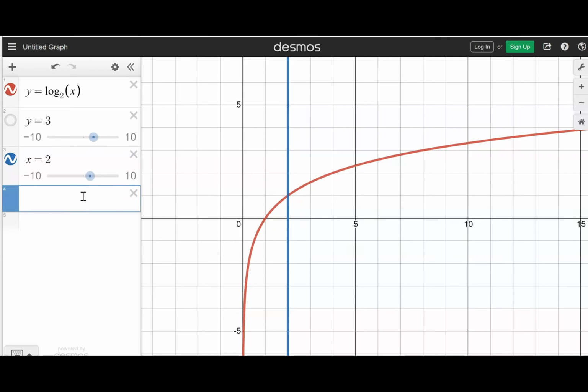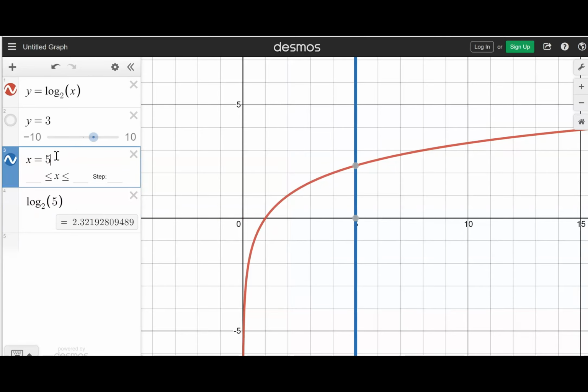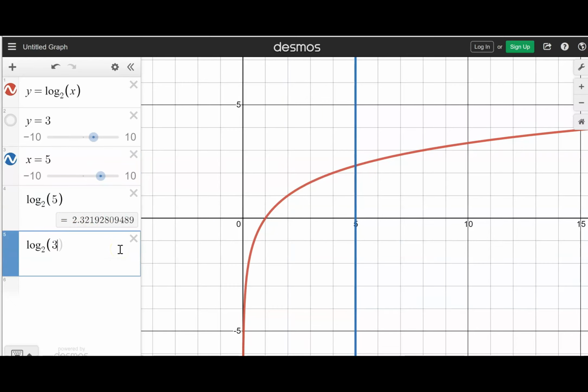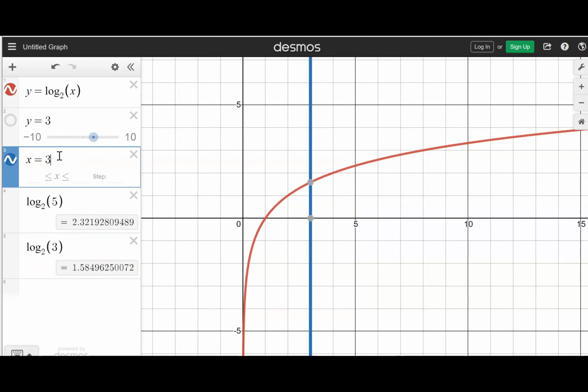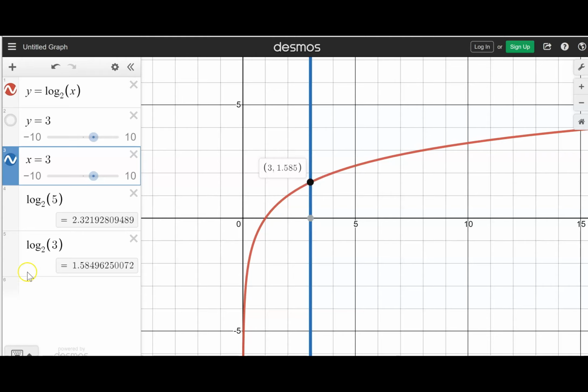So what does that mean? That means if I were to plug in log base 2 of 5, for example, when x is 5, I only have this one output, 2.32 whatever. But if I were to pick a different input, say x equals 3, I would have a different output, 1.585. There's no way that log base 2 of 5 would equal log base 2 of 3. It just doesn't work. This function is one-to-one. If my input is different, then my output is different.